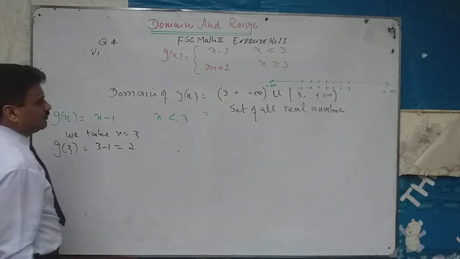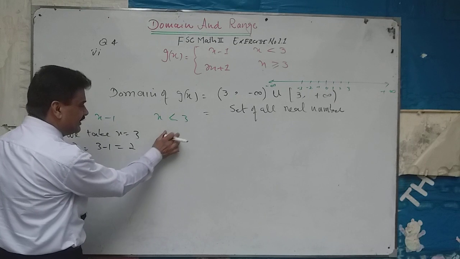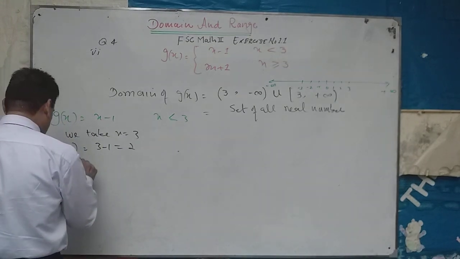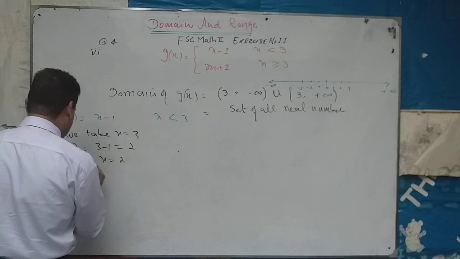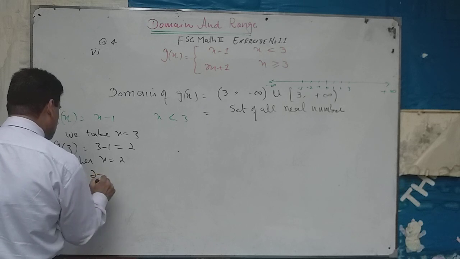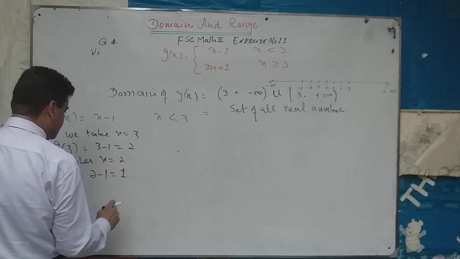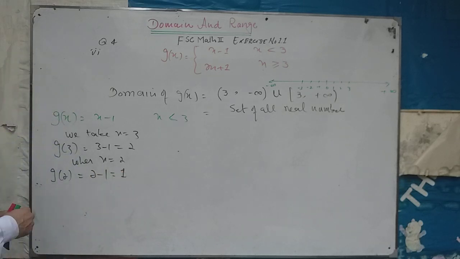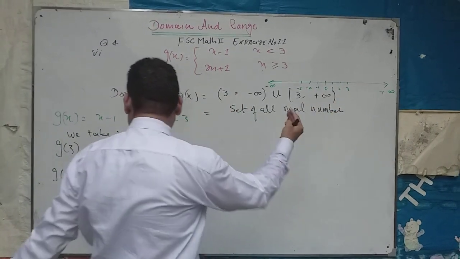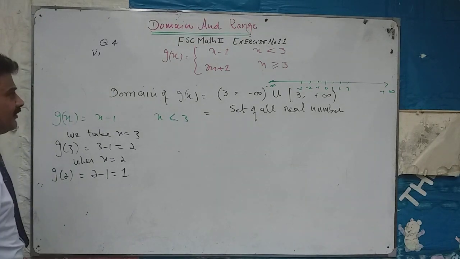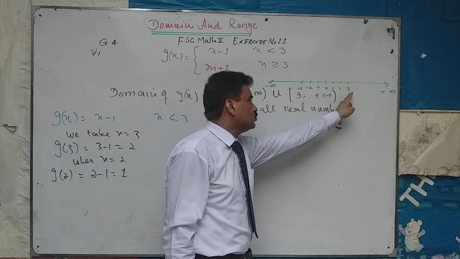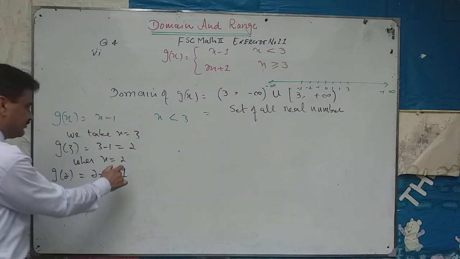Now we take a value other than 3 which is less than 3. For example, we take x equal to 2. When x equals 2, we get the function value 2 minus 1, which is 1. We know that as we move from 3 to the left, our range values get smaller and smaller.